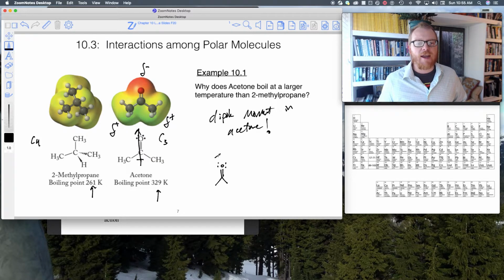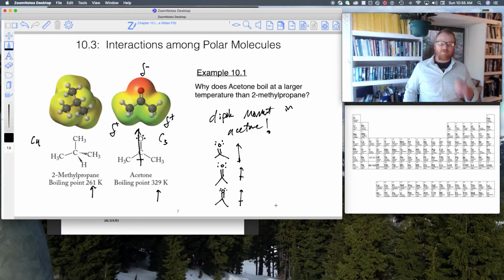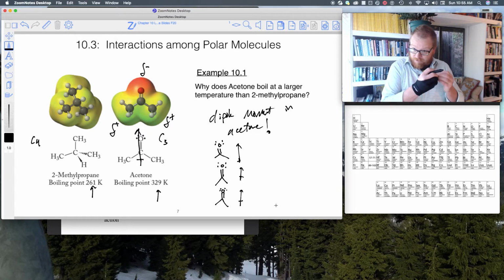So that means neighboring acetones can line up like this, right? They're lining up with their dipole moments all in a row like soldiers in a line, okay? And that keeps them stuck to each other quite well. Even so, acetone boiling at 329 Kelvin, that's like 50 some odd degrees Celsius. So it's not a large boiling point per se. But all the same, it's significantly larger than 2-methylpropane's boiling point because of this dipole moment, all right?